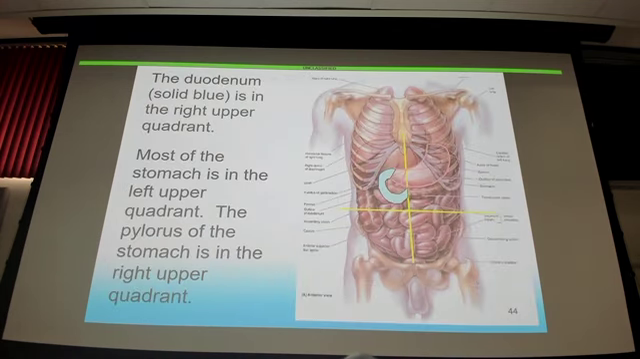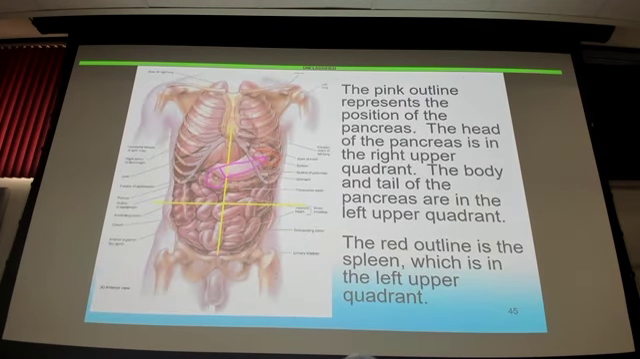When you look at the duodenum, it is going to be found in the right upper quadrant, here in blue, and then you have the pylorus, which is the last portion of the stomach. It's also in the right upper quadrant. But the main portion of the stomach, the body, the cardia there, is over here in the left upper quadrant. Pancreas similarly crosses these two quadrants. So you would say the head of the pancreas, there in pink, is in the right upper quadrant. The body and the tail of the pancreas is in the left upper quadrant. And then the spleen is in the left upper quadrant.